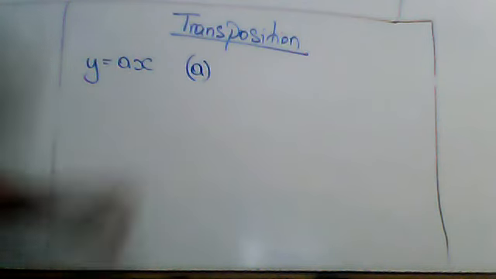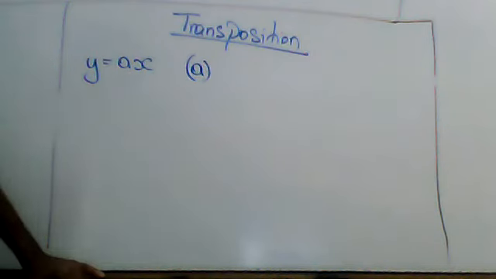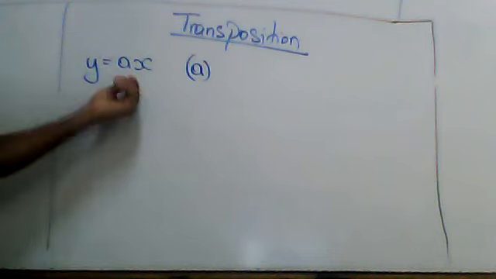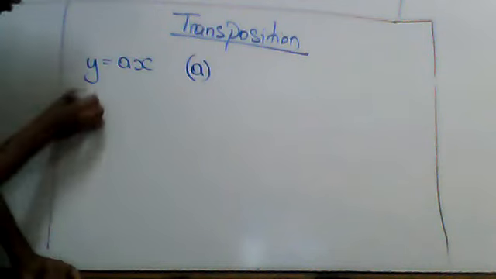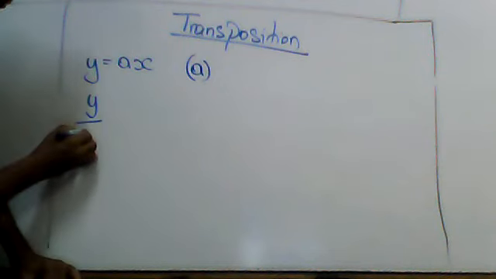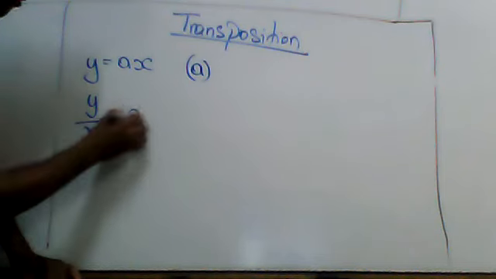So if we need to remove, what do we need to remove from this side? The x. So how would we remove the x if multiplication is what is going on here? What's the opposite of multiplication? Division. So what we need to do? We need to divide both sides by what? By x. We need to divide both sides by x.